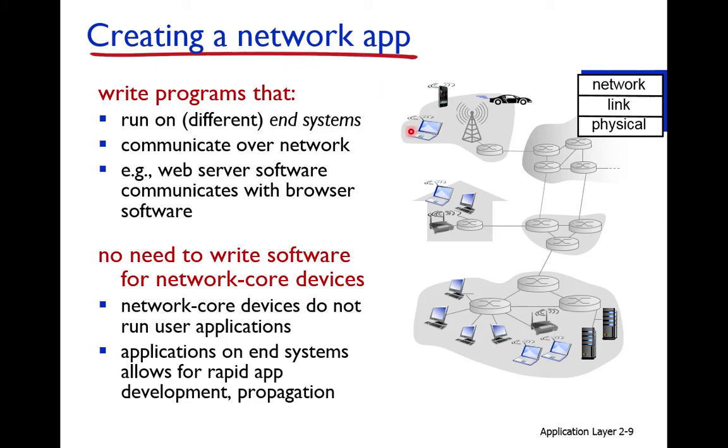A desktop application runs only on one system. However, a network application or internet application runs on different end systems. For example, here the Gmail server is running, and here the user is accessing the Gmail server through Internet Explorer. These two applications reside on different systems and communicate with each other. They exchange messages with each other.